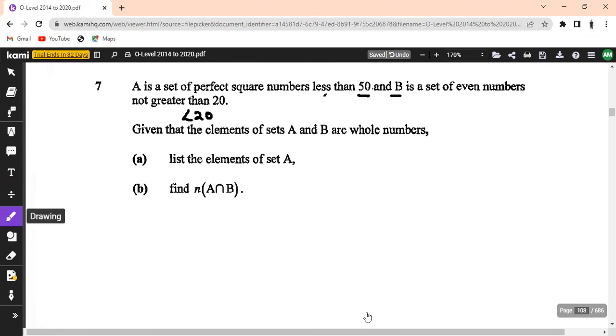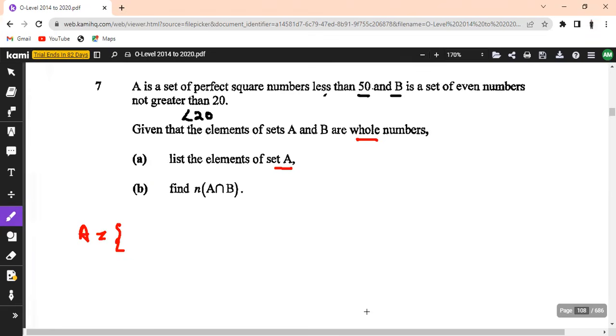That is not greater than 20. So that's what you're given. Given that A and B are the elements which are whole numbers, list the elements of set A. So definitely our A, we are given that these are perfect squares, which are actually less than 50. And we are referring to the whole numbers that we are going to have as perfect squares.